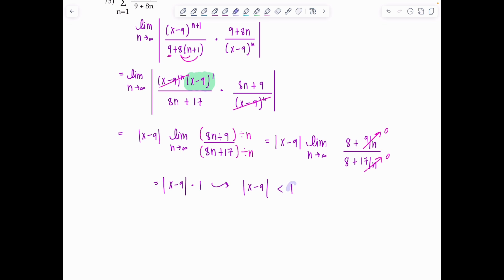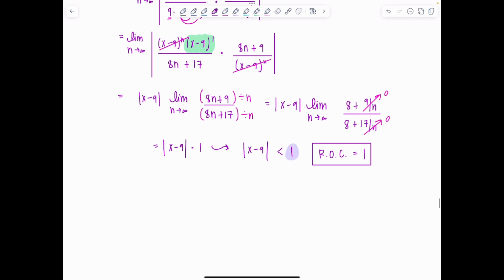So already I can see my radius of convergence is 1. This is of the form x minus a, it's centered at 9, a is 9, is less than 1. So radius of convergence, we love a good abbreviation, don't we, is 1. Okay, but they wanted the full interval of convergence, so we're going to have to keep going.